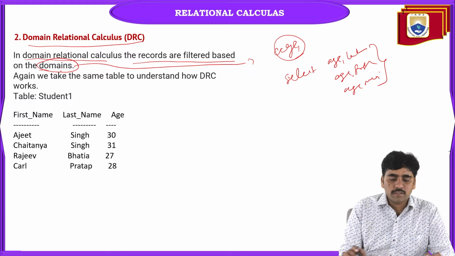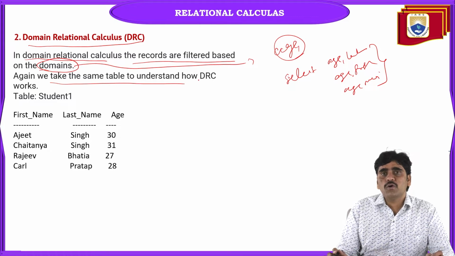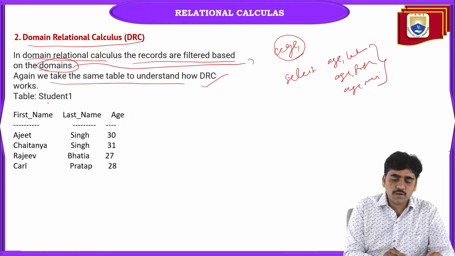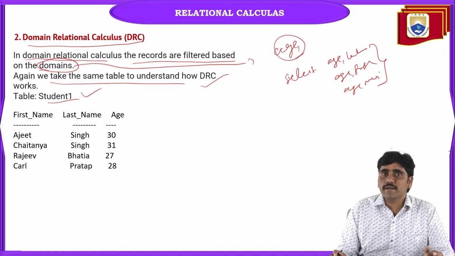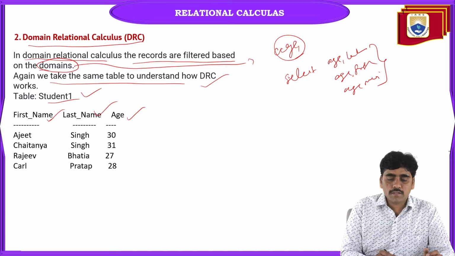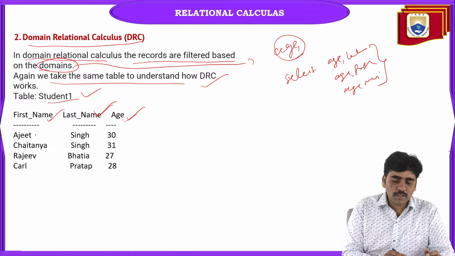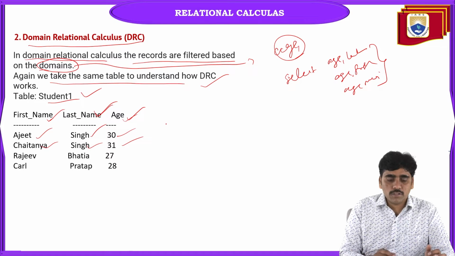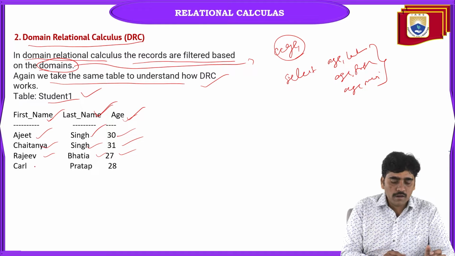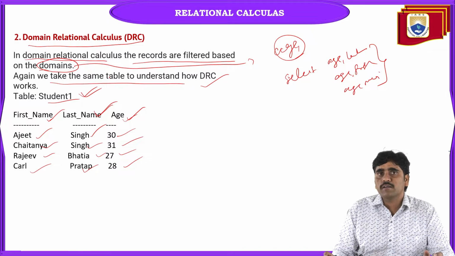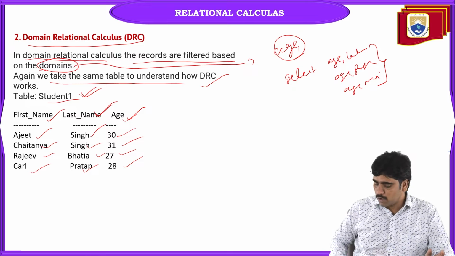So now we can see here. Again we take the same table to understand how the domain relational calculus works. The table is Student, and the Student table contains first name, last name and age. The entries are Ajit Singh 30, Chaitanya Singh 31, Rajiv Bhatia 27 and Call Pradeep 28. So these are the first name, last name and age from the Student table. Now we can understand how to write the query.